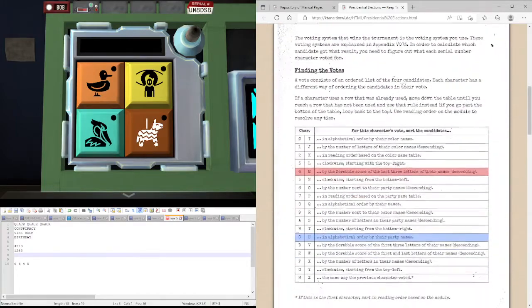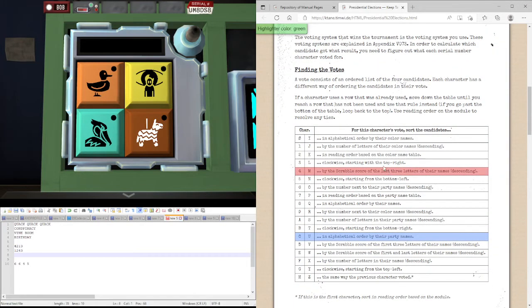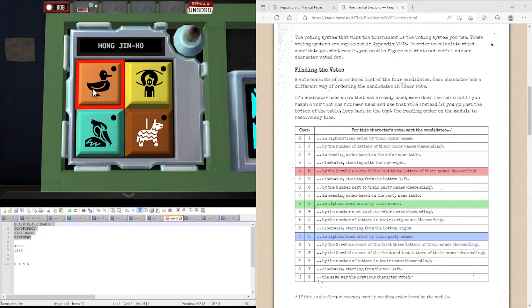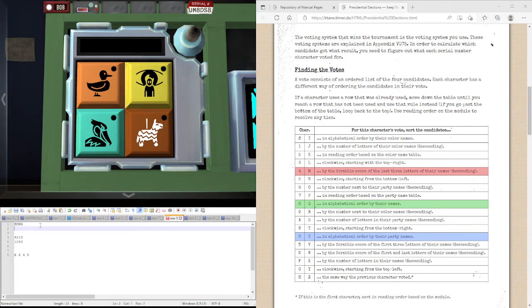So next we have the one sorted by alphabetical order by the candidates' names. So if you remember candidates' names, I'm just going to write down the first words of each one. So in alphabetical order of their actual names, we have 2, 4, 1, 3.